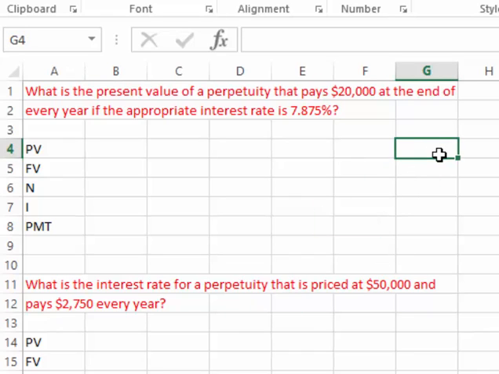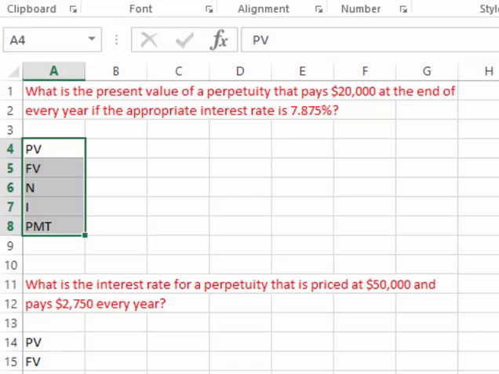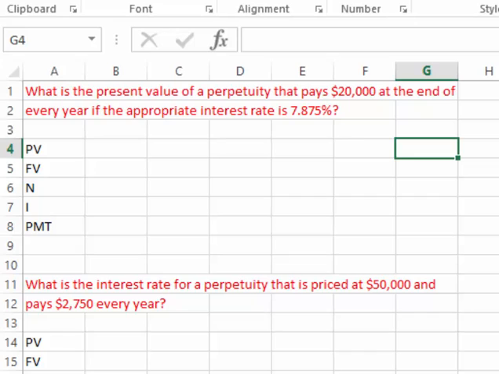7.875%? Now, I want to show you how to do that in Excel with our 5 variables that we use on all of our time value calculations. But if you wanted to, you could use the very simple formula, right? We could take the present value, the payment amount, since we're paying $20,000 at the end of every year, and we're dividing that by the interest rate, so 0.07875. That would be our present value, $253,000 and change, right?